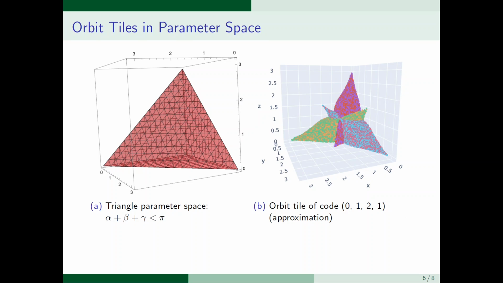And we do that with what are called orbit tiles. Looking at the parameter space, we have 3 degrees of freedom, which are the angles of the hyperbolic triangle. They have to be non-negative, and their sum needs to be less than pi. And so we get the simplex on the left. Now given a code, for instance 0, 1, 2, 1 in this case, we can sample a lot of points and see if that code works for the corresponding triangles. And out comes this picture on the right.